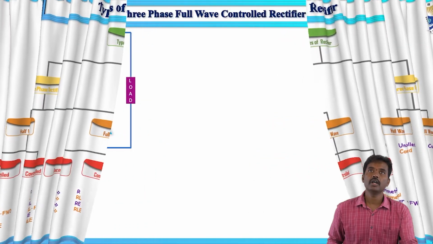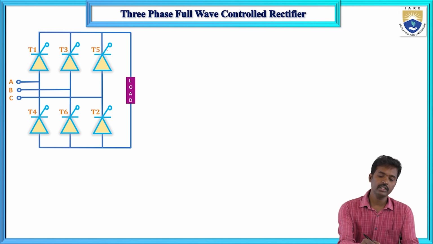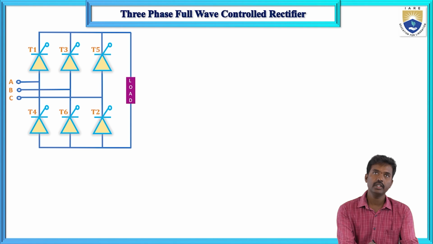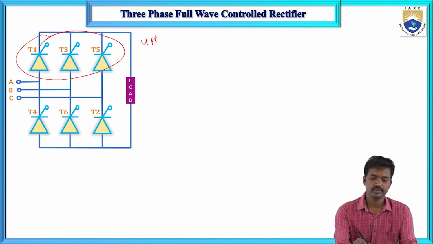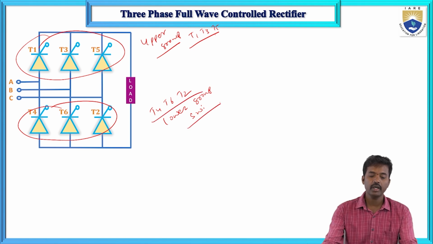This is the diagram for the three-phase full-wave controlled rectifier. There are six thyristors: T1, T3, T5 and T4, T6, T2. The odd-numbered thyristors T1, T3 and T5 are the upper group switches, and T4, T6 and T2 are the lower group switches. To get the output voltage V0, one upper group switch and one lower group switch must conduct.